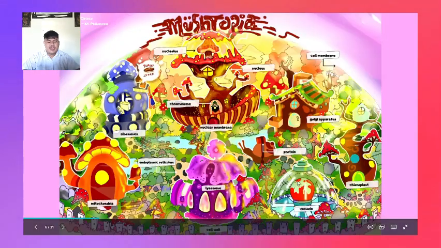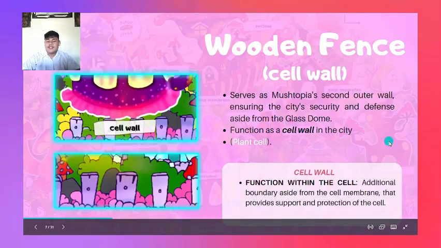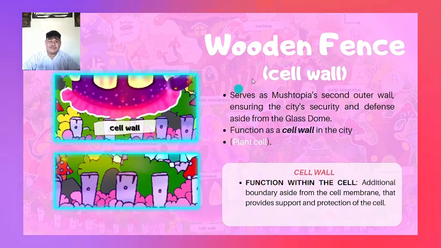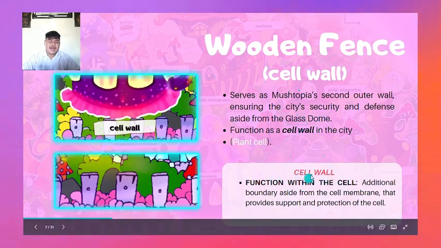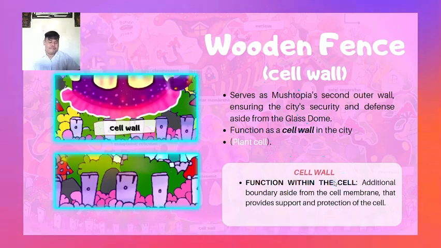The next one is the wooden fence. The wooden fence serves as Mushtopia's second outer wall that ensures the city's security and defense aside from the glass dome. The wooden fence functions as a cell wall in the city because, just like a cell wall, the cell wall adds an additional boundary aside from the cell membrane that provides support and protection of the cell. This cell wall will only be seen in a plant cell.